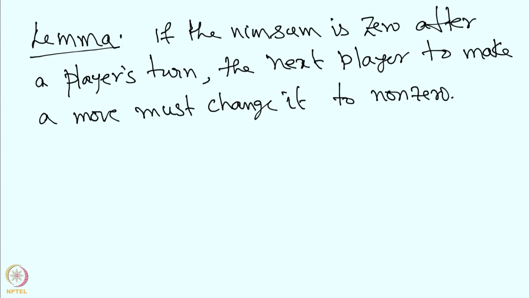What this lemma says is that if the Nim-Sum is 0 after a player's turn, the next player, whatever move he makes, will change the Nim-Sum to a non-zero number. So that essentially gives you the idea. Initially the Nim-Sum is something. Let us say I am player 1 and you are player 2. I have chosen some number of coins and removed them so that the Nim-Sum became 0. Now when you make a move, you will alter the Nim-Sum to a non-zero number, and in my turn again I will change it to 0, and then it goes on.